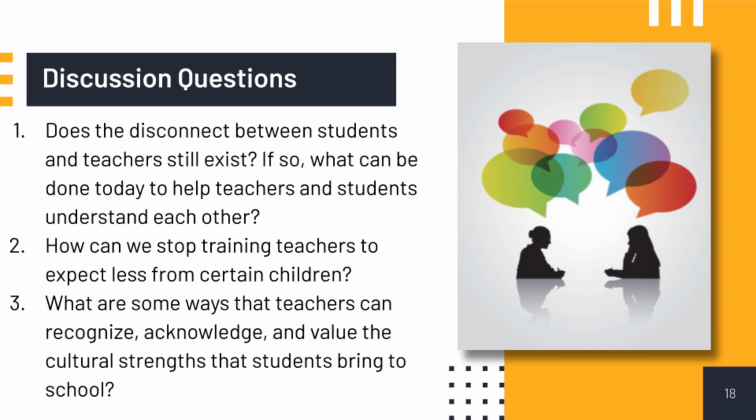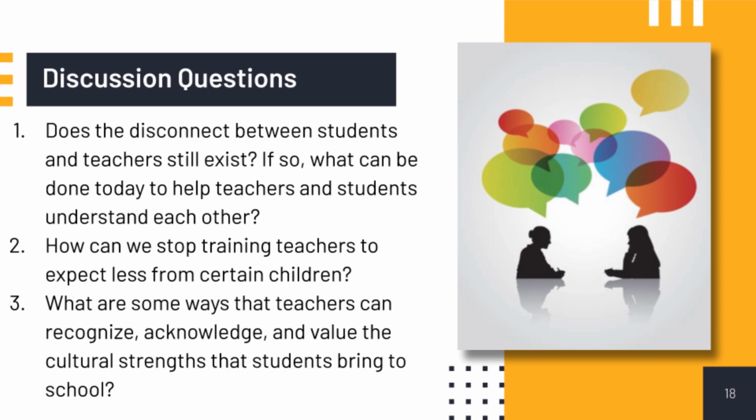Does the disconnect between students and teachers still exist? If so, what can be done today to help teachers and students understand each other? Think about what you learned through the Delpit article and your experiences in the classroom. What would you change as a teacher, or how would you approach this issue? How can we stop training teachers to expect less from certain children?